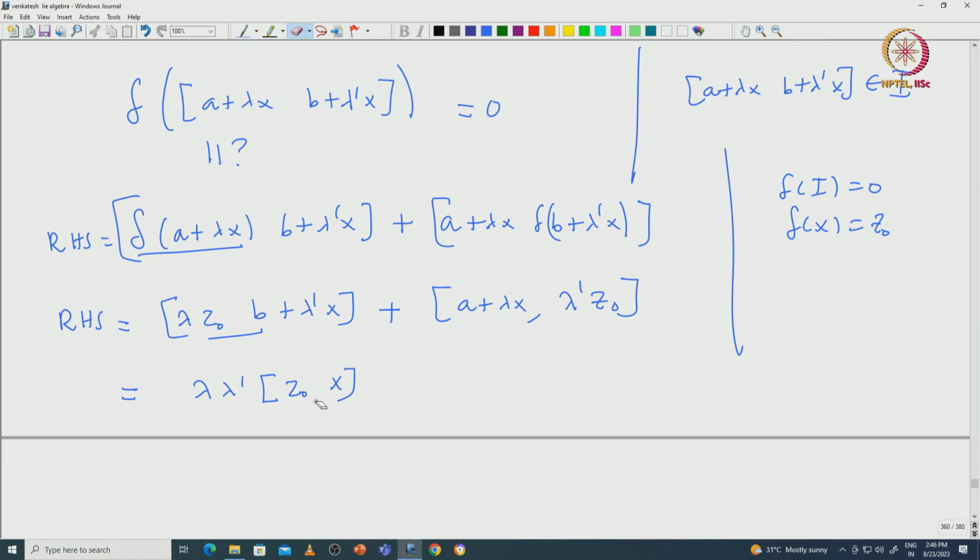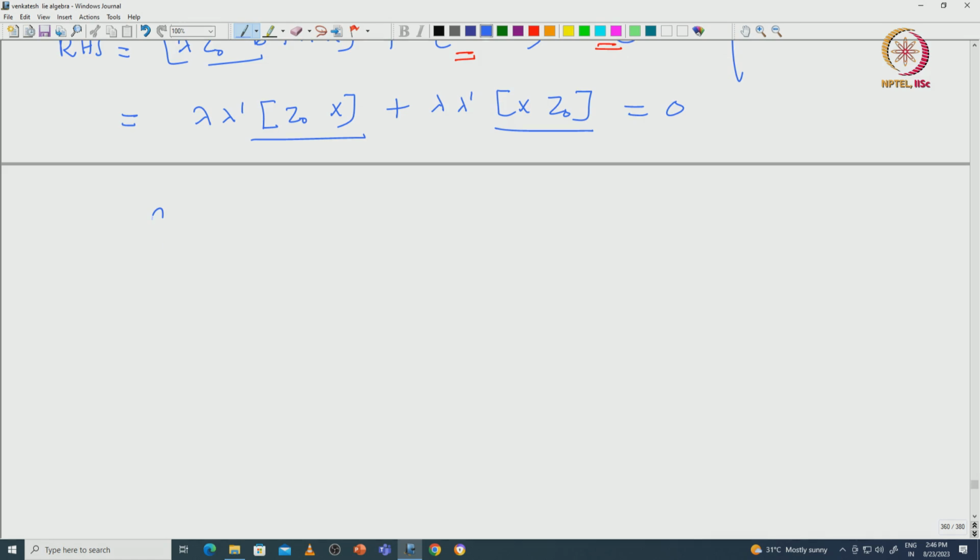Okay. And similarly, if you think about it, again z naught will commute with a. So, you get this side again lambda dash bracket x z naught. But note that this is z naught x, this is x z naught. So, just using the skew symmetry, you can see that this is 0. Okay. So, that proves that delta is indeed a derivation.